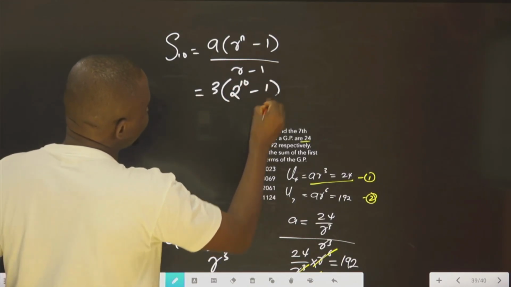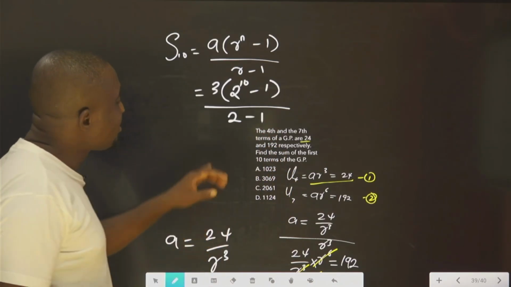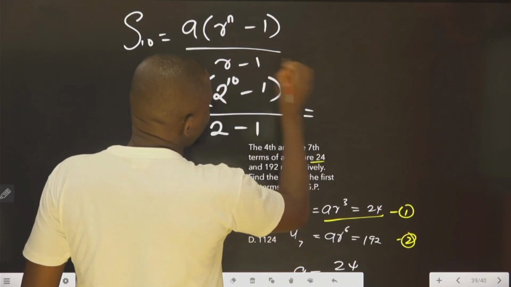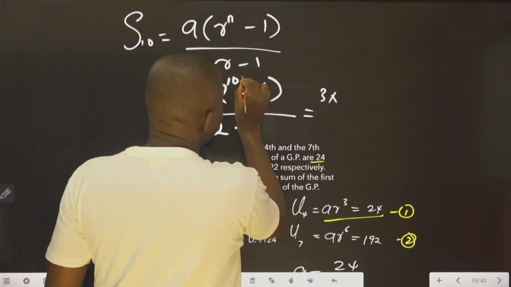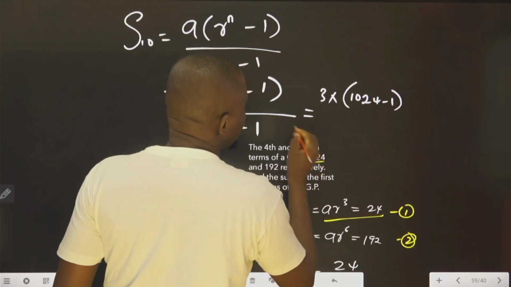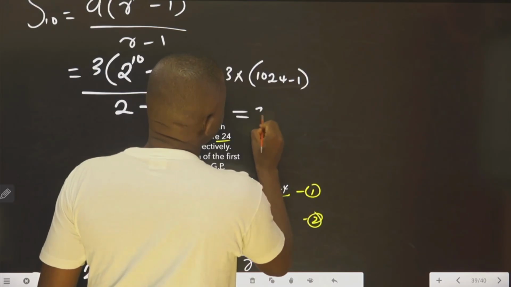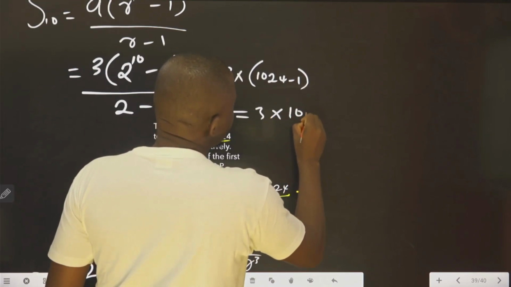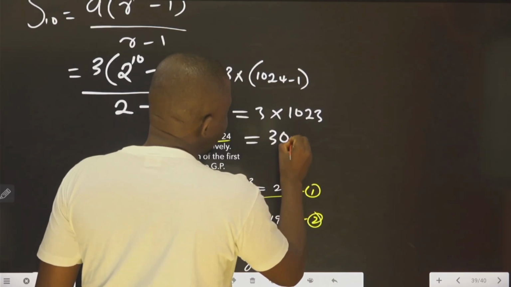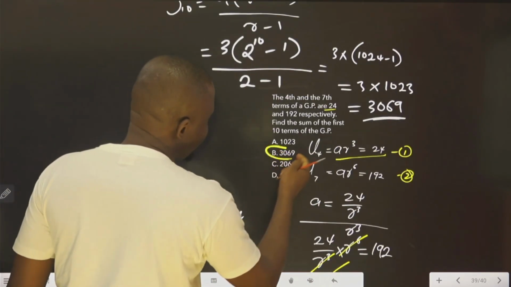First 10 terms, over 2 minus 1. You get it? You agree with me, if we solve this, this will simply give you 3 times, this is what? 2 to the 10, that is 1024, minus 1. This already is 1. So this is equal to 3 times this. If you solve this now, you're going to have 3069. 3069, that is this, B.